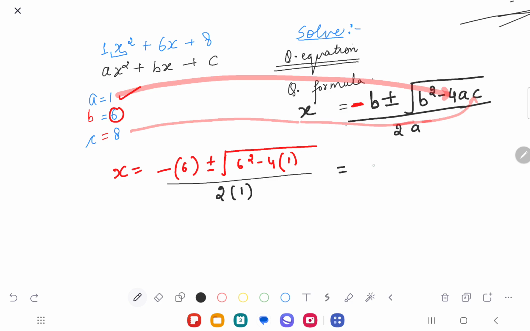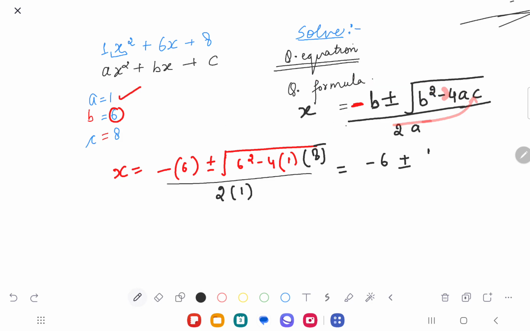A is 1. So if I get this, don't you understand? I'll get b square minus 4ac. C was 8. So I will have minus 6 plus minus, yes or no, under root of 6 square is 36, minus 4 times 8. 4 eights are 32. Over 2a, a would be 1. I am simply putting in the values right here: a is 1, b is 6, c is 8.